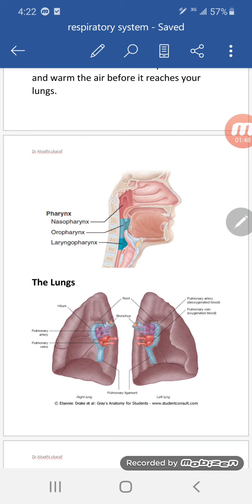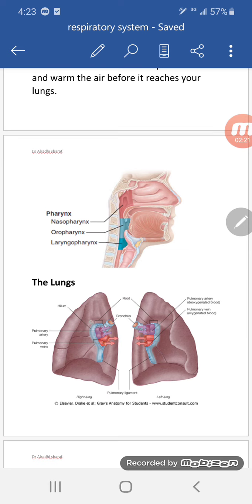Here we can see the difference between the right lung and the left lung. The right lung consists of three lobes: the upper lobe, the middle lobe, and the lower lobe, separated by two fissures. And the left lung consists of only two lobes. So we have a question here: how many lobes are in the right and how many lobes are in the left? You can answer this question.